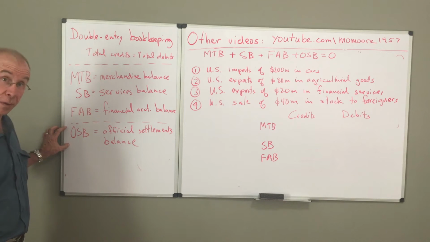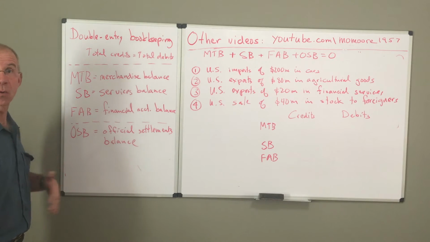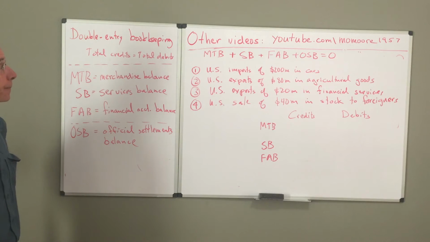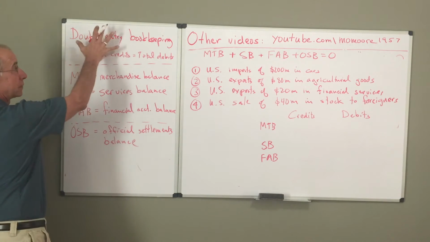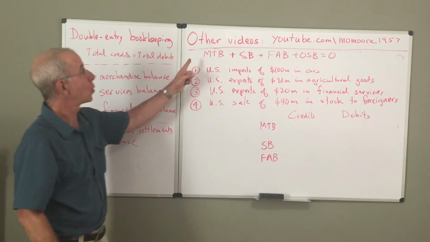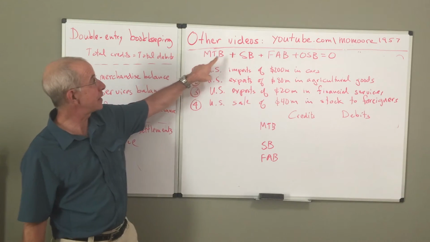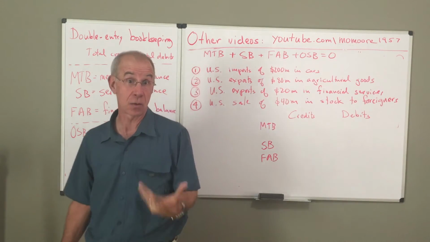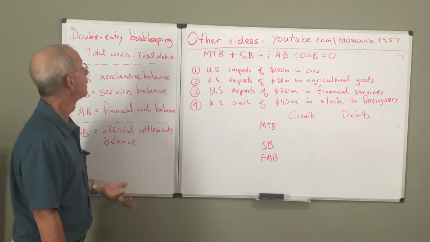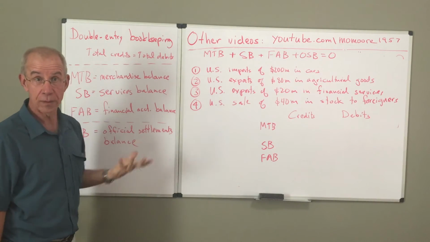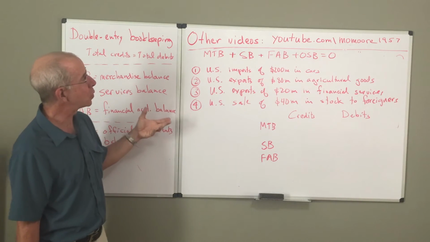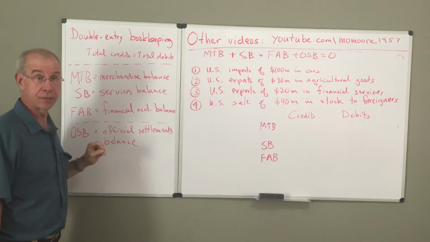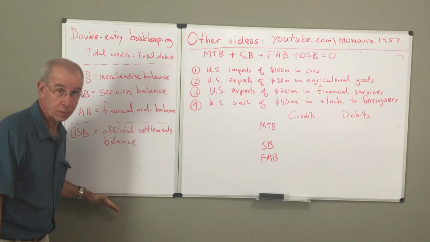This is going to play a role when we talk about fixed exchange rates or when there's intervention by a central bank to affect an exchange rate. But that's for another time. So, given double entry bookkeeping and these accounts, we have that NTB plus SB plus FAB plus OSB is equal to zero. That's another way of saying the total credits equal total debits under double entry bookkeeping with the balance of payments accounts. Each one of these accounts can be, quote, out of balance. Overall, it will be in balance.